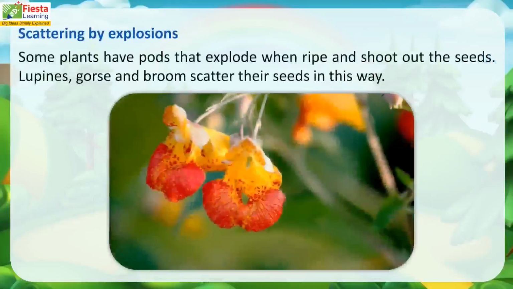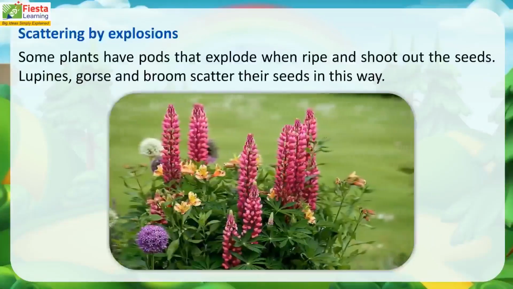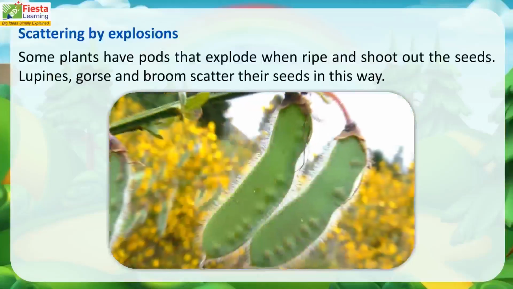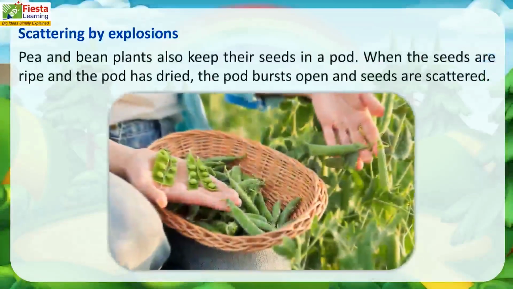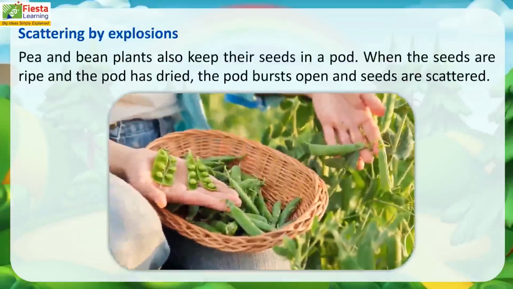Scattering by explosions. Some plants have pods that explode when ripe and shoot out the seeds. Lupines, rose, and broom scatter their seeds in this way. Pea and bean plants also keep their seeds in a pod. When the seeds are ripe and the pod has dried, the pod bursts open and the seeds are scattered.